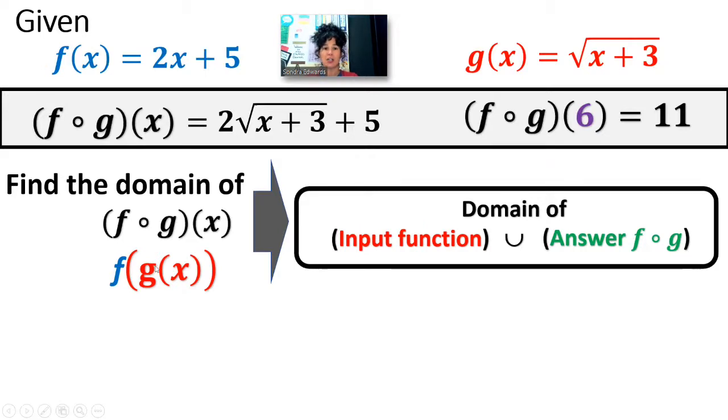The input function in this case is g of x. So I want to find the domain of g of x. To find the domain, you're looking for three main things. Is there an x under a root? Is there an x in the denominator? Or are we taking the log of x? If the answer to all of those is no, well then the domain is all real numbers.